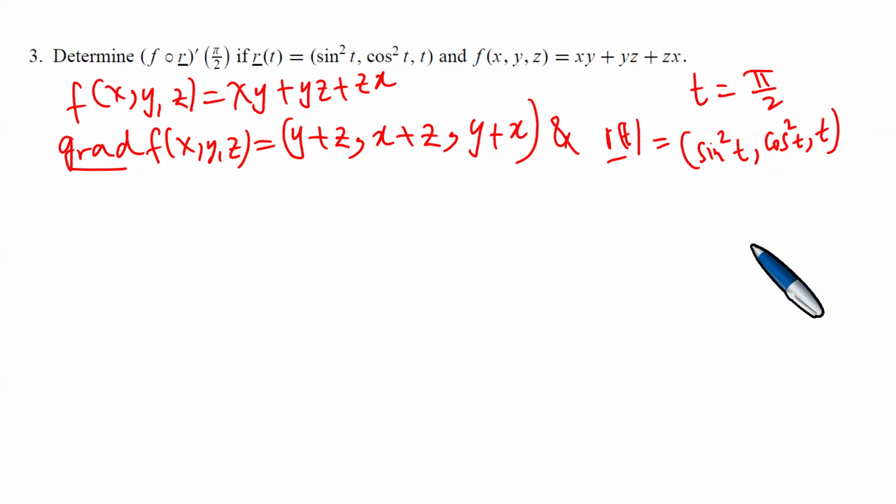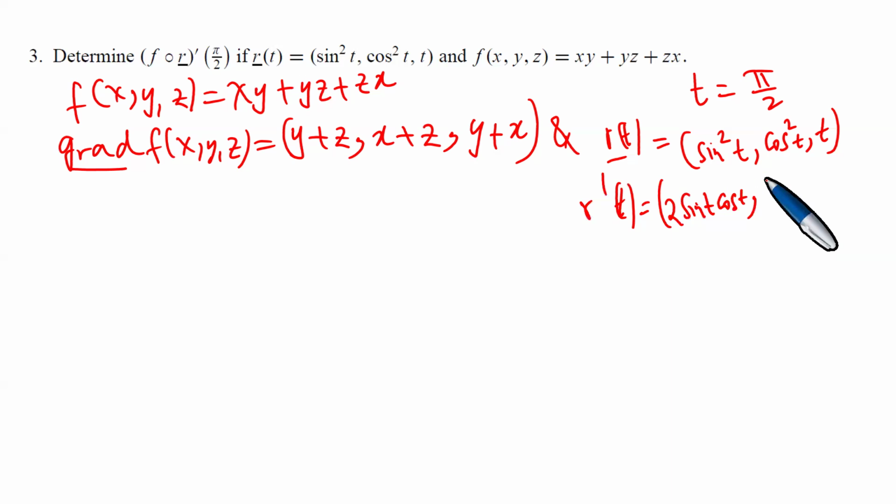So now what is the next step? The next step is to find the derivative of this. Now the derivative of the sine squared is like the derivative of x squared: you bring down the 2, and then it becomes 2 sine t cosine t, and then 2 cosine t, minus sine t, 1. Right, so we have this.